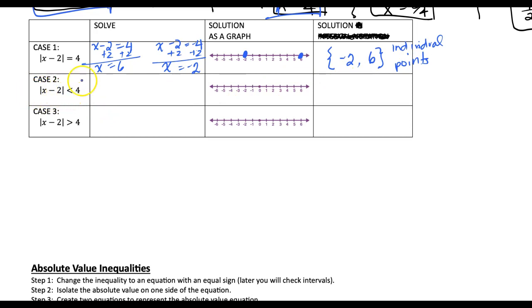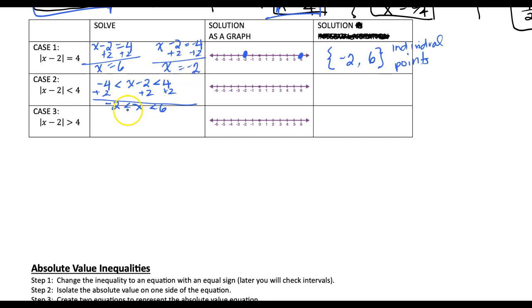Now, how the book is going to show you to use case 2 is that it's sandwiched between 4 and -4. So x minus 2, we're looking at 4, and then on the other side of 0, we would have a -4. So there's our +4 and -4. And then solving this 3 part inequality, we're going to end up with -2 and 6. So same two really important values on the number line.